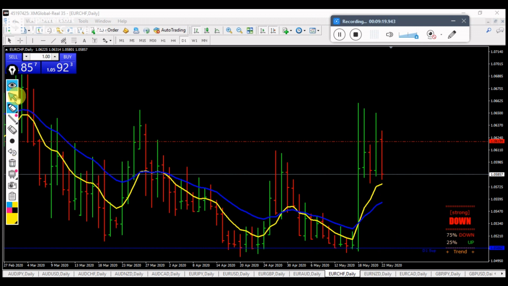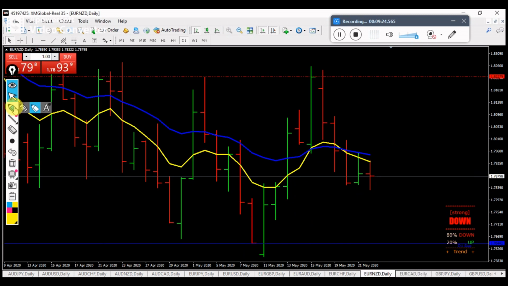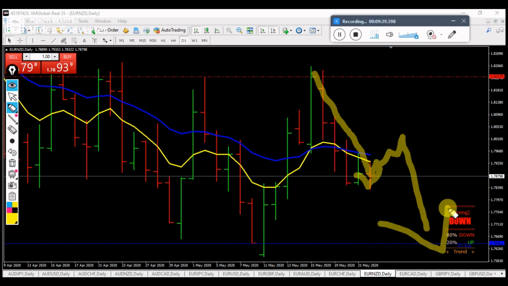Let's move to Euro NZD. As I told you in my previous video, I was expecting Euro NZD to go down, and exactly the same thing happened. We earned about 200 to 300 pips. So I am expecting this kind of movement, and then it's gonna fall. For the long term, I'm expecting Euro NZD to go down.